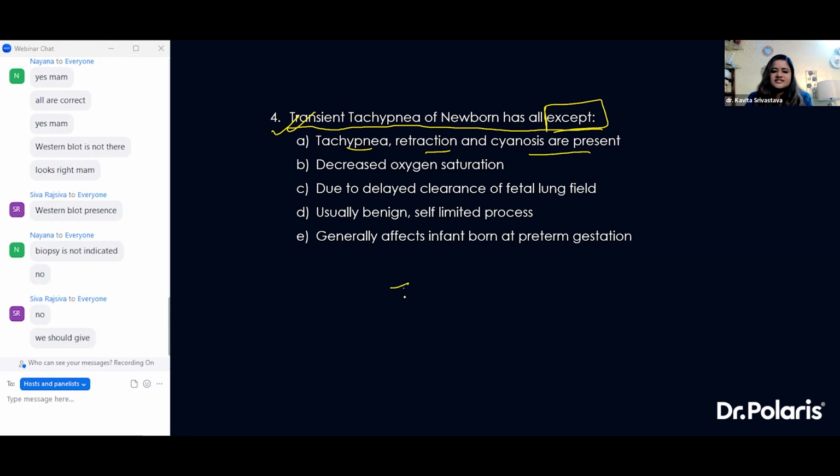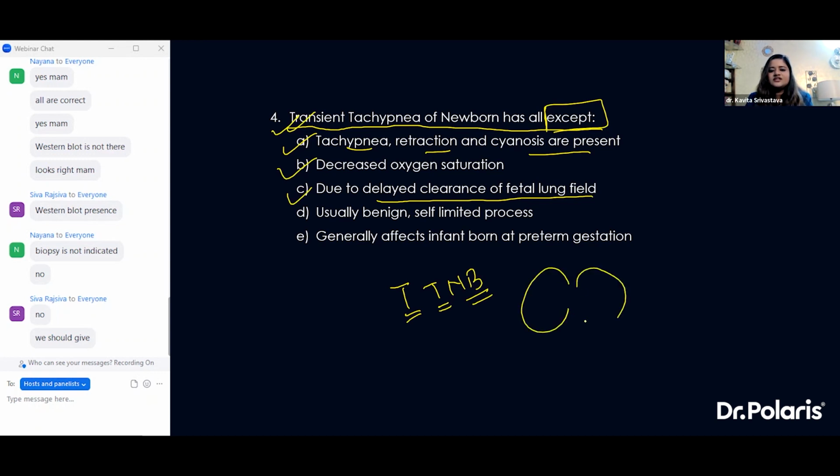So as the name suggests, TTNB is a transient episode of tachypnea which happens in a newborn. So definitely tachypnea, retraction, and because of a certain extent of tachypnea, for some time cyanosis could be present, it might not be present. So that is absolutely right. Decreased oxygen saturation, yes, it can happen because of the fluid accumulation inside the lungs that happens in TTNB. It happens because of delayed clearance of fetal lung fluid. So that is the main cause that is present in TTNB.